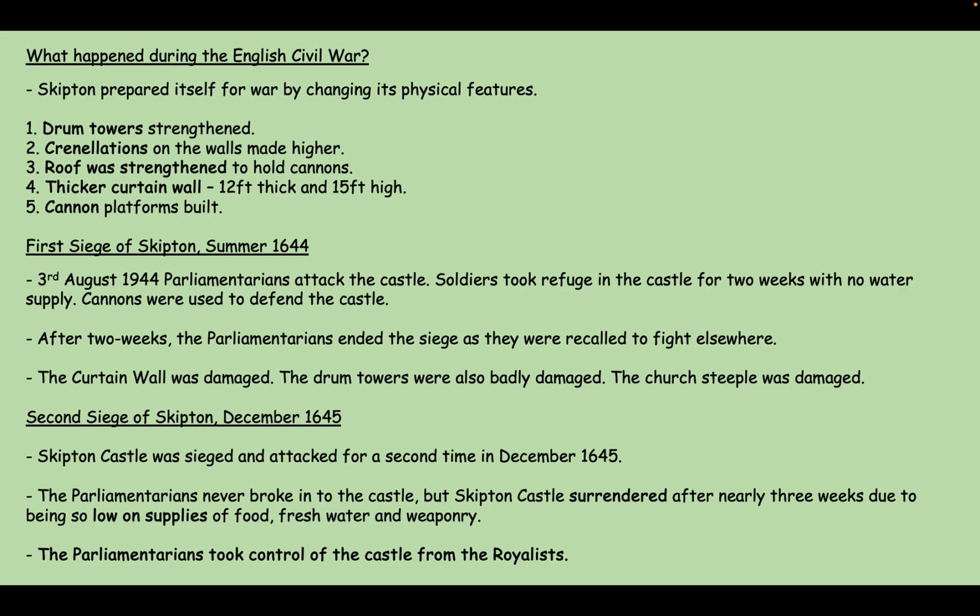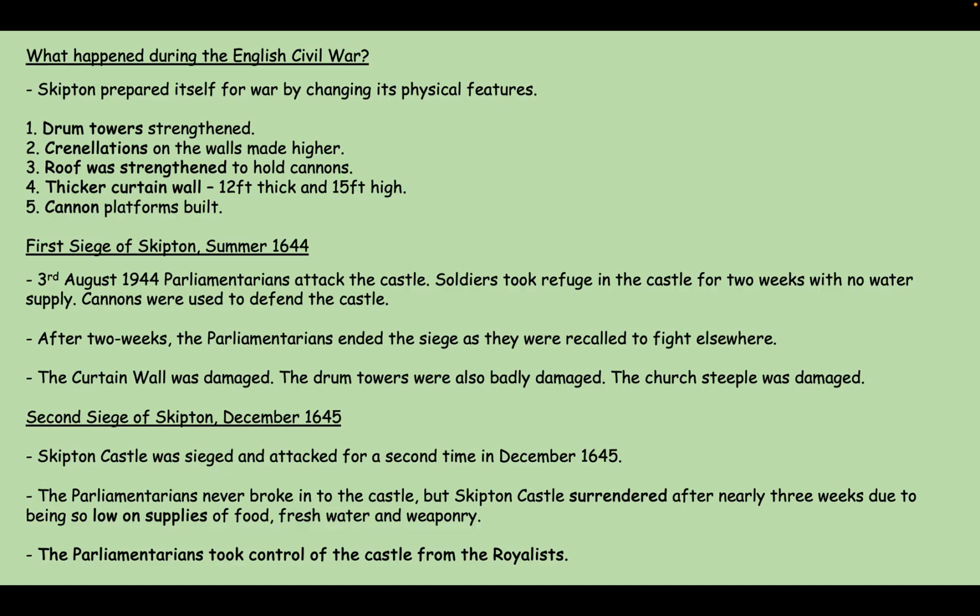So Skipton is first attacked in the summer of 1644. Parliament attack it, and after 2 weeks, the siege fails. They're recalled to fight elsewhere, but they don't successfully take Skipton Castle. So Skipton Castle's survived the first siege, but obviously it's received a lot of damage. So they then spend time rebuilding the curtain wall and rebuilding the drum towers.